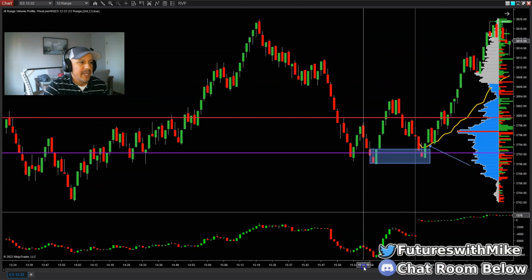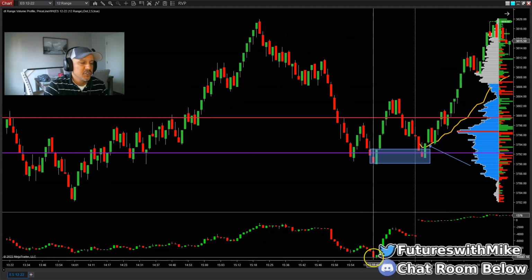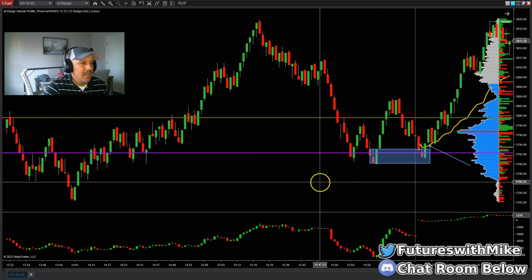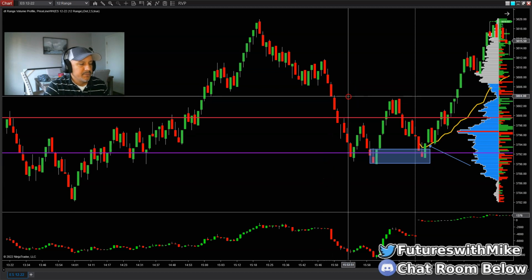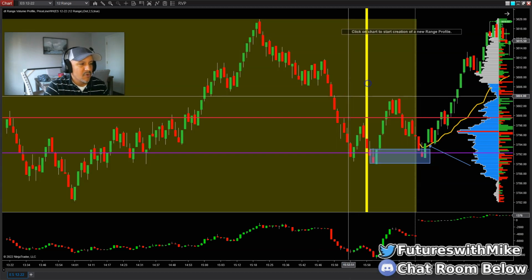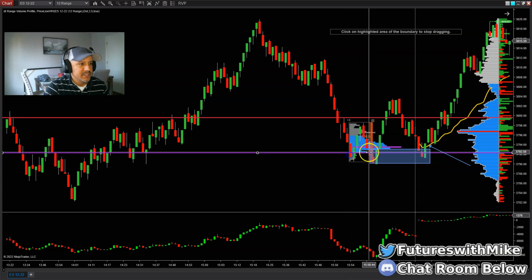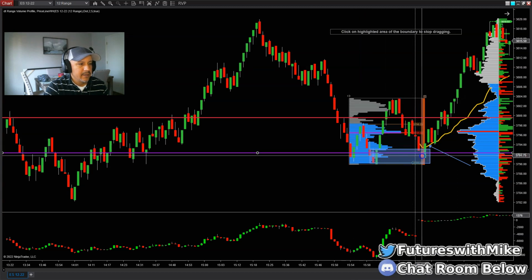What you can simply do as well, which is a great feature that I like to use with the range volume profile tool, I'm not sure if NinjaTrader's volume or order flow suite offers this feature as part of their volume profile, but you can right click, go to add range profile, and then click on this area right here. Now I'm not really paying too much attention to the rest. You could use it this way, okay?